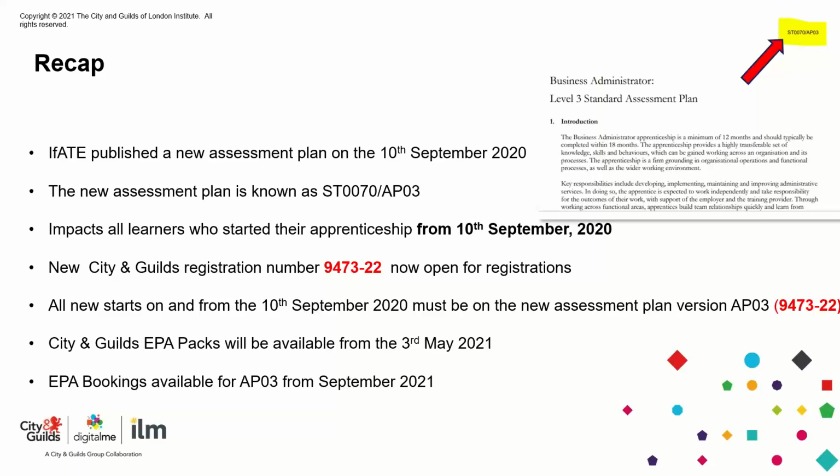We also mentioned that we will be readdressing the EPA packs, and these will be available for 947322 from the 3rd of May. This is currently on target, and so should be available on this date. Once they are available, they will be uploaded to our City and Guilds website.